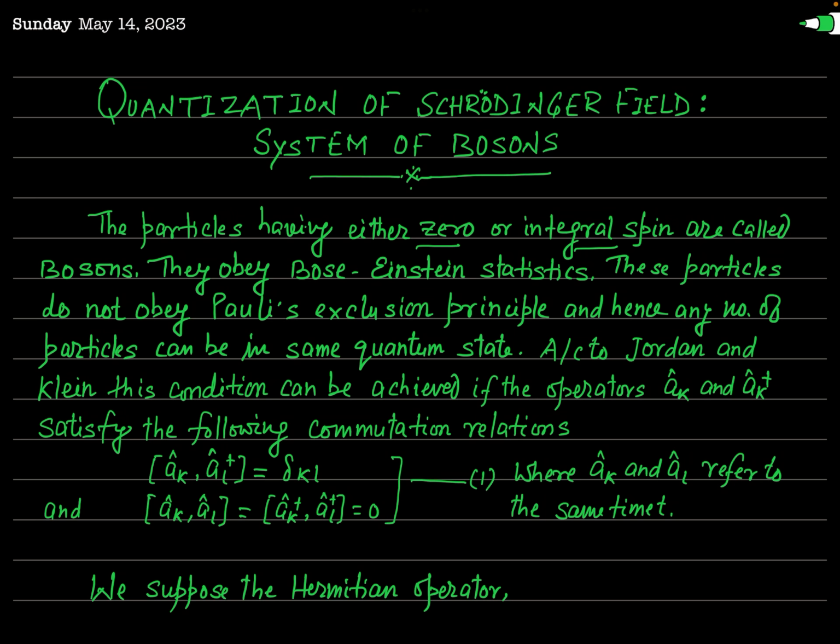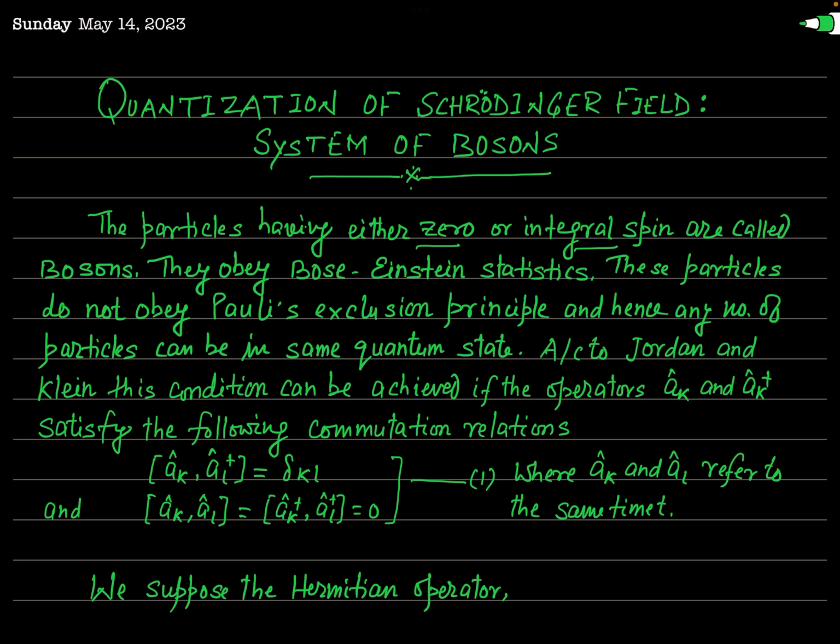And as I have told you, these particles obey the Bose-Einstein statistics, and you have learnt in the course on quantum mechanics that bosons do not obey Pauli's exclusion principle, as they have a symmetric wave function. When you say that bosons do not obey Pauli's exclusion principle, what does it mean? It means any number of bosons may be in the same quantum state.